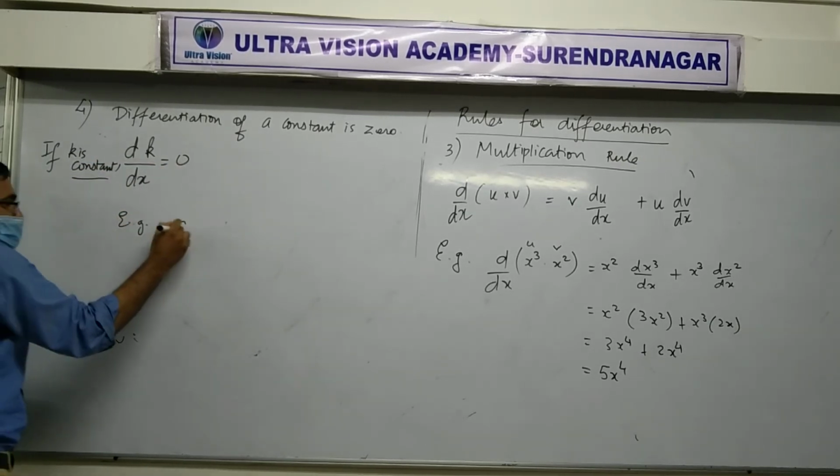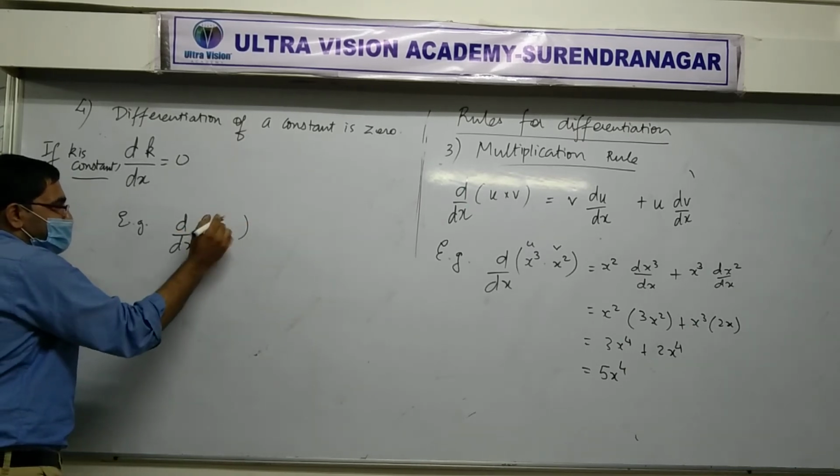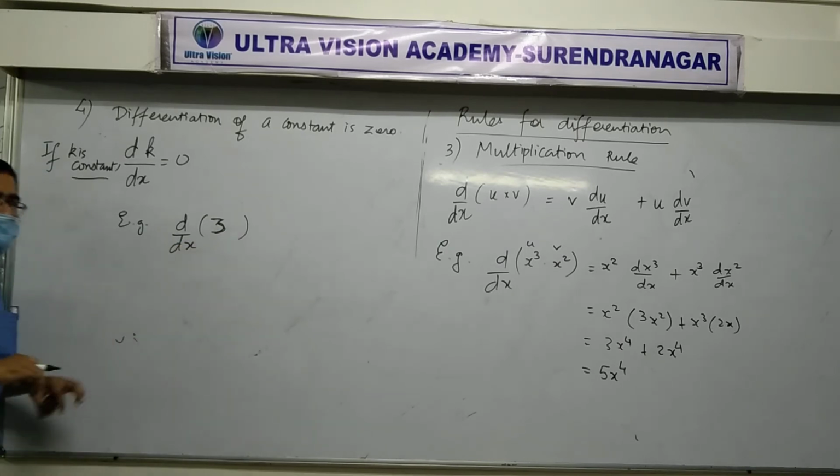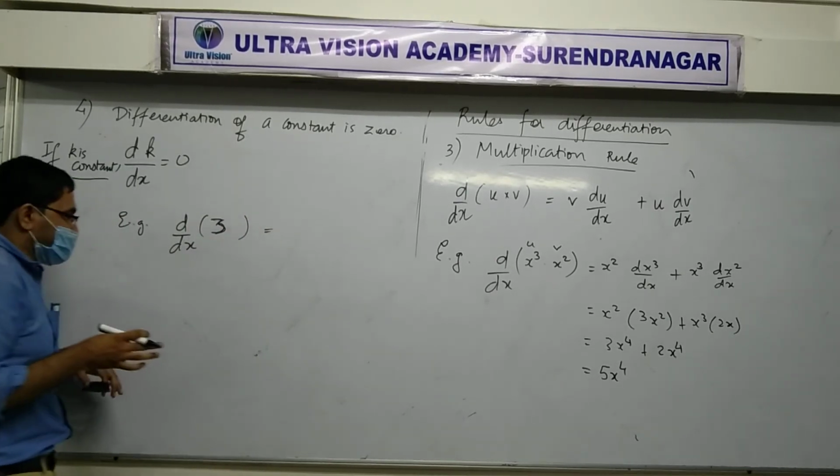Example, whenever you see any kind of number like this, for example d3 by dx, differentiation of 3 with x or anything actually, not just x, t, y, z, no problem.